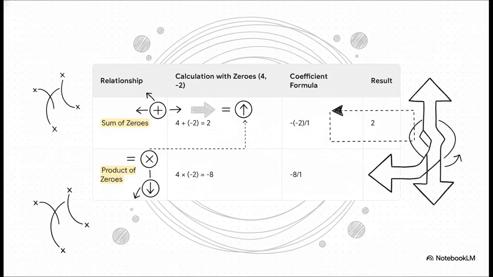It's a perfect match. And it's the same thing for the product. If we multiply our zeros, 4 times -2, that's -8. And the coefficient formula? Yep, also -8. This is not a coincidence, people. It's a core rule of how these things work.